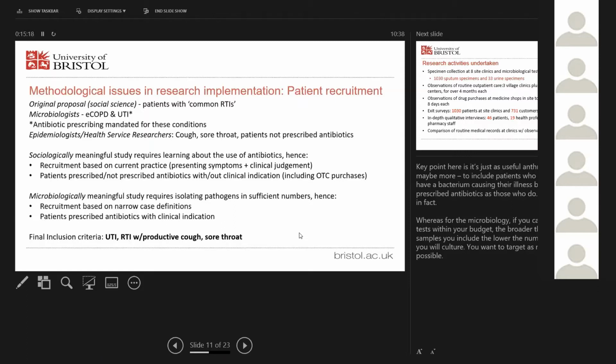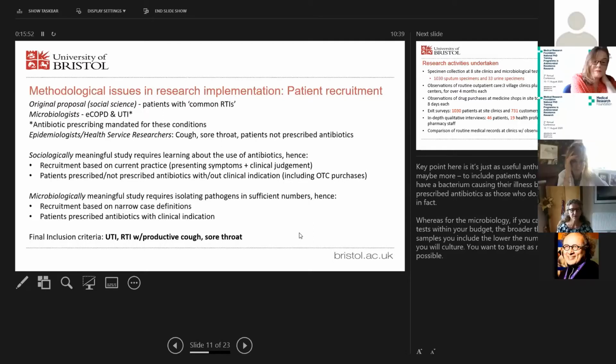Now, to microbiologists, how they wanted to operationalize that was to include patients who had, on the one hand, exacerbated pulmonary disease or urinary tract infections. For the epidemiologists and the health service researchers, they wanted to operationalize common RTIs by recruiting people who had coughs, sore throat, and also patients who weren't being prescribed antibiotics.